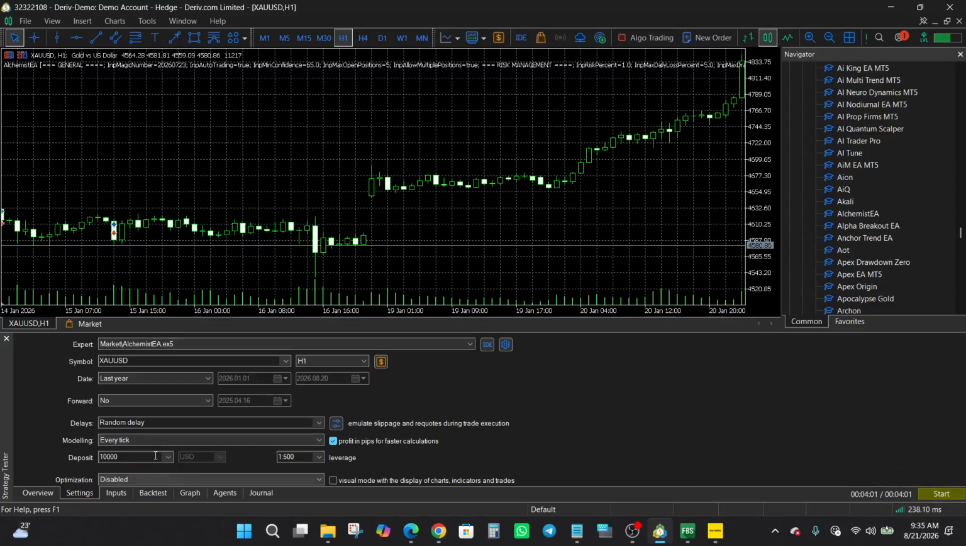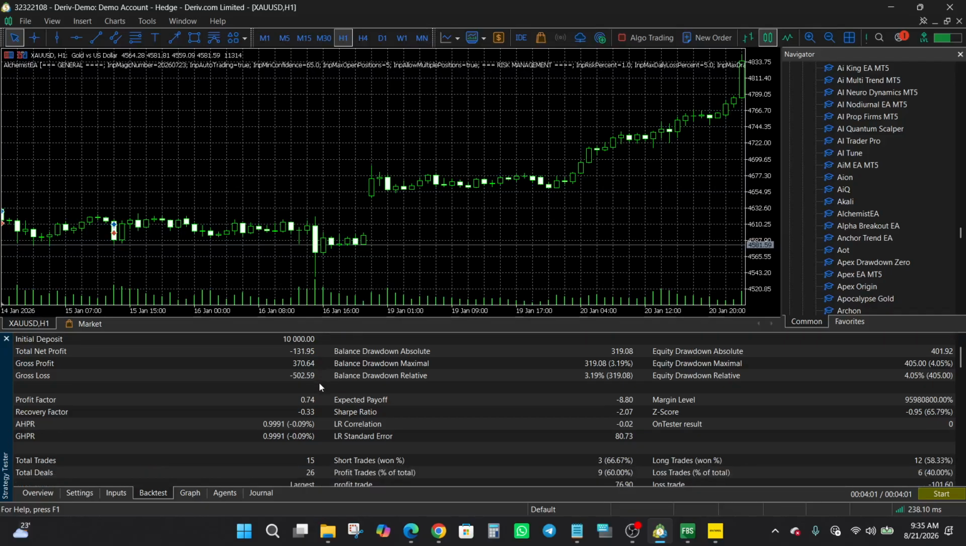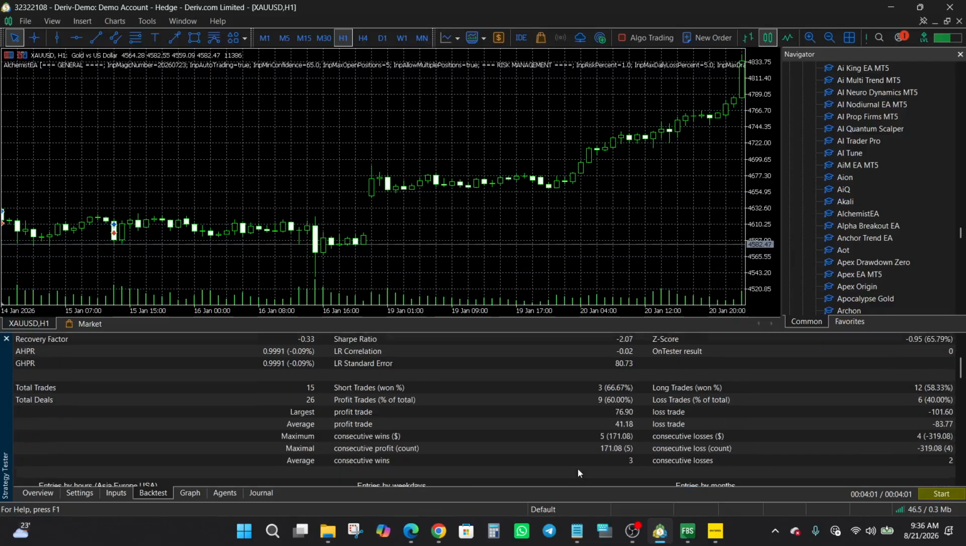Okay, so we are using the every tick modeling, and from the results, we can see that the initial deposit was $10,000, and the total net profit was negative $131.95. So that shows that about 1.3% was lost over that 8 months period, and the total trades taken were 15. Out of those 15 trades, 9 were profitable, and that gave us a 60% win rate, which is not entirely bad.